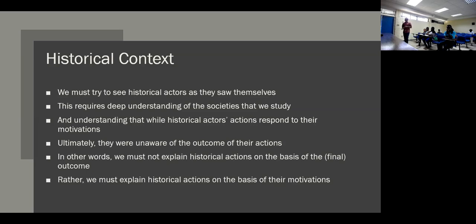So this requires, as I said, an understanding of the societies that we study, and understanding that while historical actors' actions respond to their motivations, ultimately, they are not aware of the outcomes of their actions. That's another thing that is important, right? The historical actors may do something seeking to achieve something. Whatever it is that they're seeking to achieve is not necessarily the result that they obtain. And that difference is an important thing.